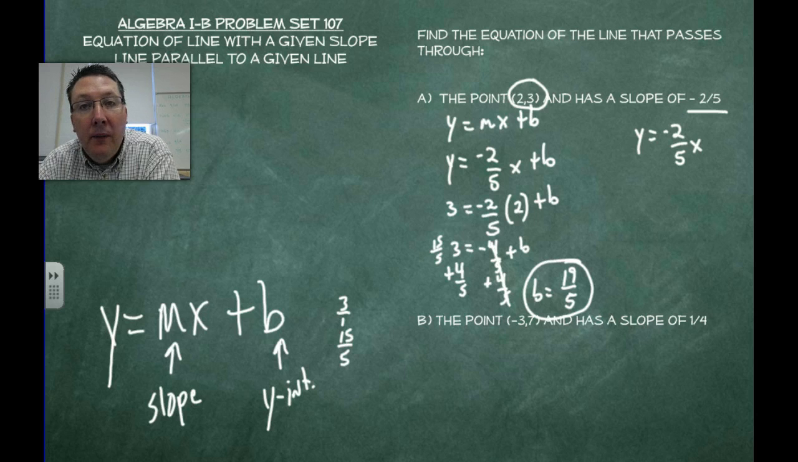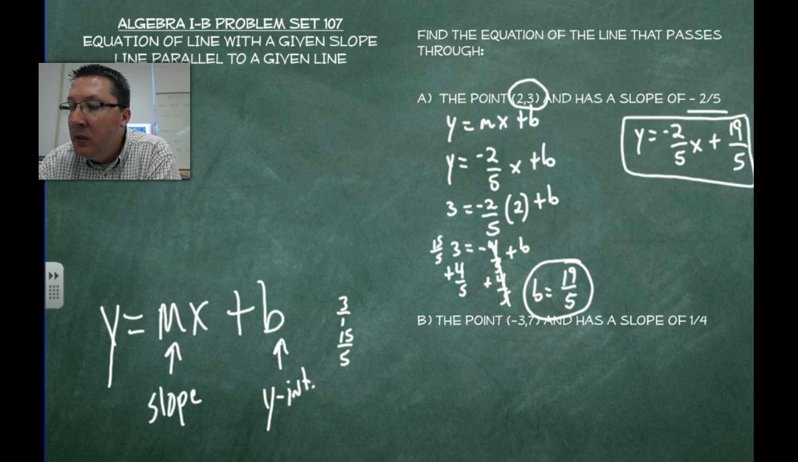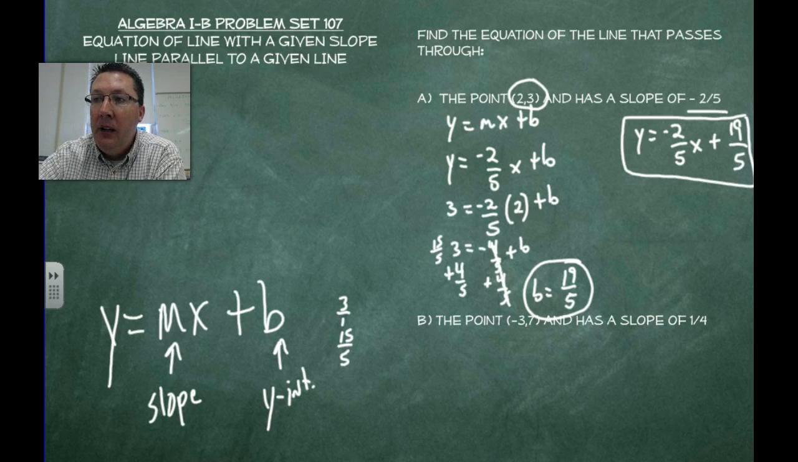So there's my b. Now I go back over to where I started this equation, y equals, my slope is -2/5. I've now found b, it is positive, so plus 19/5. There's my equation. Not real complicated. Plug in the slope that you're given, plug in the ordered pair that you're given, solve for b, and then you can write your equation, y equals the m that you were given and the b that you just found. All right, let's try another one.